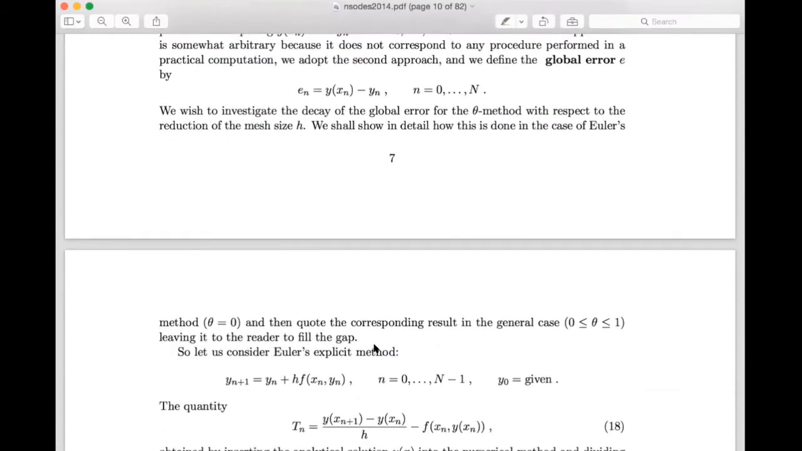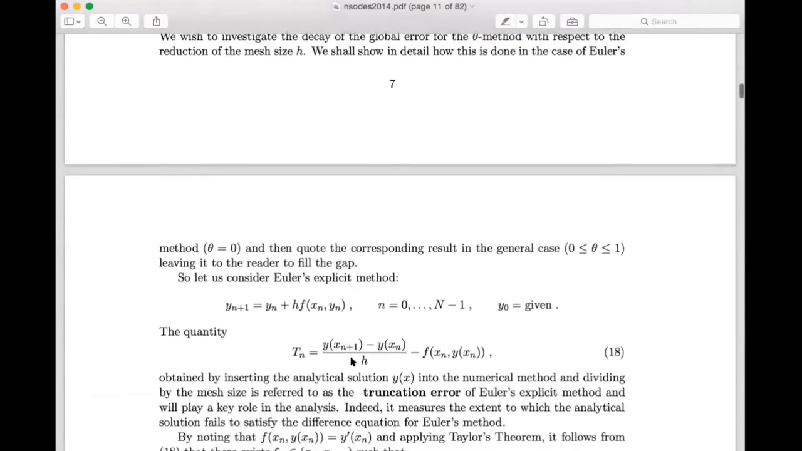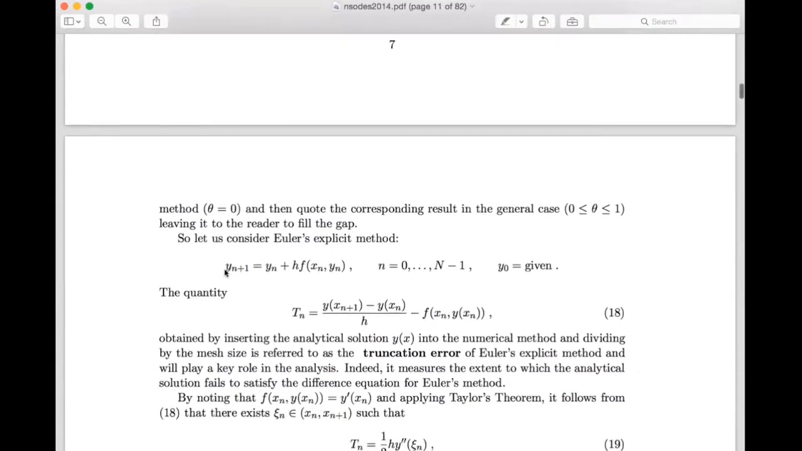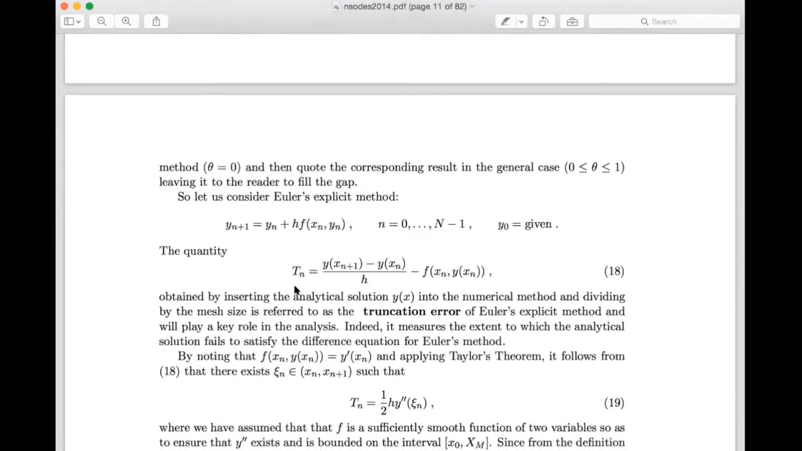So now we will do the error analysis. We will start from the Euler explicit method, and then you can easily generalize to the theta method. So this is our method: yn plus 1 is equal to yn plus h times f at xn, yn, where n runs from 0 to capital N minus 1, and of course y0 is initially given. Then we define the truncation error. How do we define the truncation error?